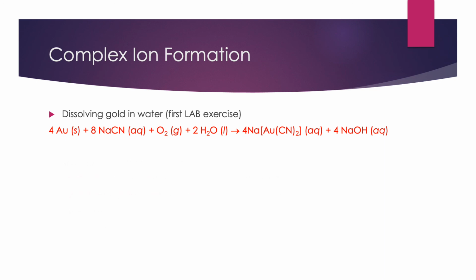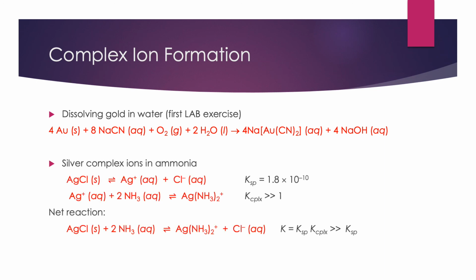Well, gold's not the only one that can do this. We can also have a similar reaction with silver ions, and they form a complex with ammonia. So for example, if we have a compound like silver chloride, which is not very soluble in water, it's got a Ksp of 1.8 times 10 to the minus 10, we can make that more soluble by simply adding ammonia to that reaction. So here we've added a base, although it's more important that the base tends to form a complex ion with the silver.